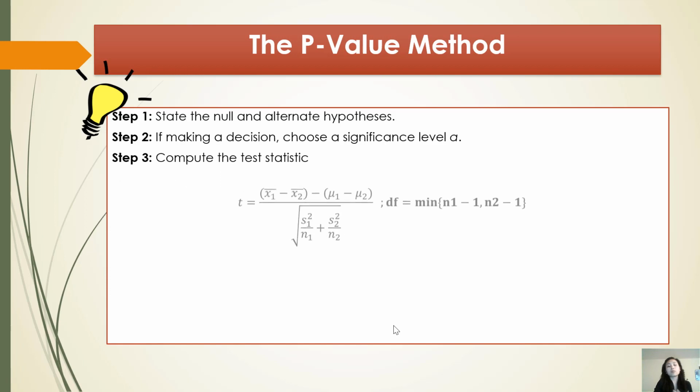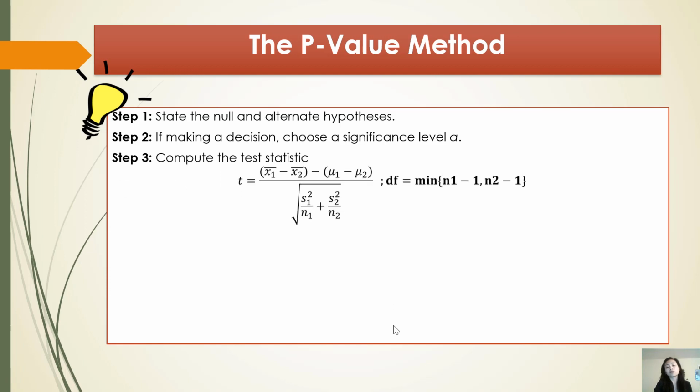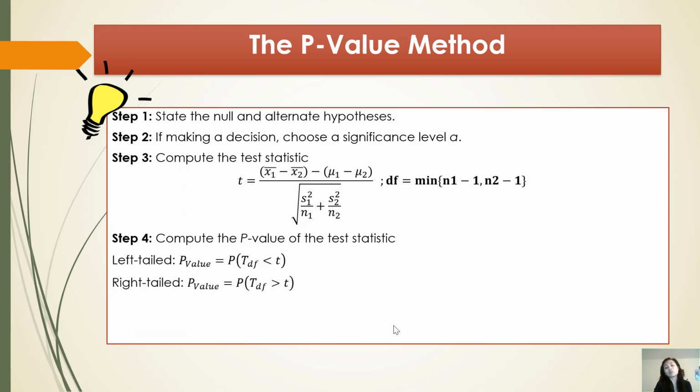Step 3, we have to compute the test statistic and the degrees of freedom. And step 4, we have to compute the p-value. For the left tail, the p-value is the area to the left of the test statistic. For the right tail, it is on the right of the test statistic.